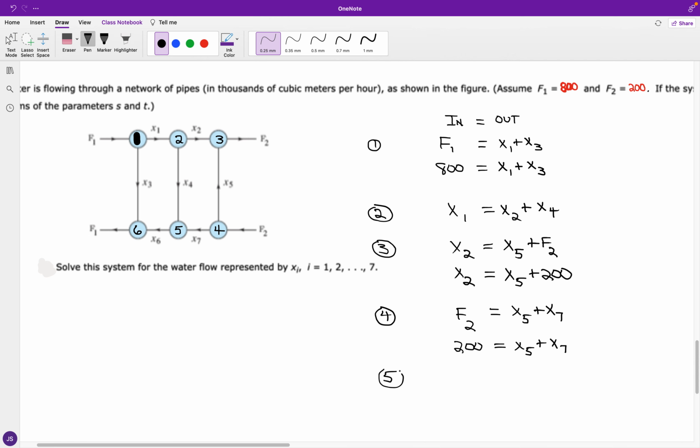And in the case of the fifth juncture, going in, you have x of 7 as well as x of 4, and exiting, we have x of 6. And for the last labeled juncture, going in, we have x of 3 and x of 6, and exiting, we have f of 1. Again, f of 1 is equal to 800.